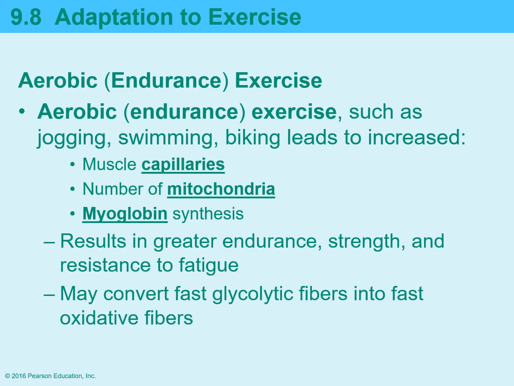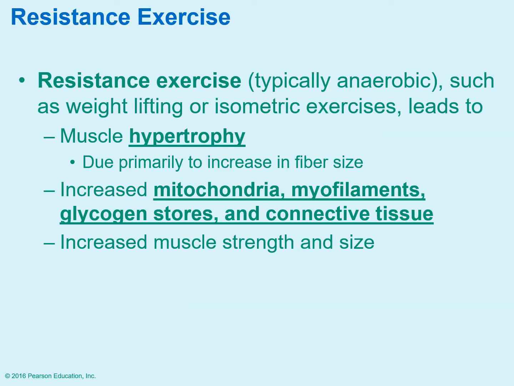How do you adapt to exercise? Well, aerobic or endurance exercise, things such as jogging, swimming, biking, is going to lead to more muscle capillaries, more mitochondria, and more myoglobin, which binds the oxygen. So it's going to basically result in increased endurance, increased strength, increased resistance to fatigue. Some of the fibers may convert from fast glycolytic to fast oxidative.